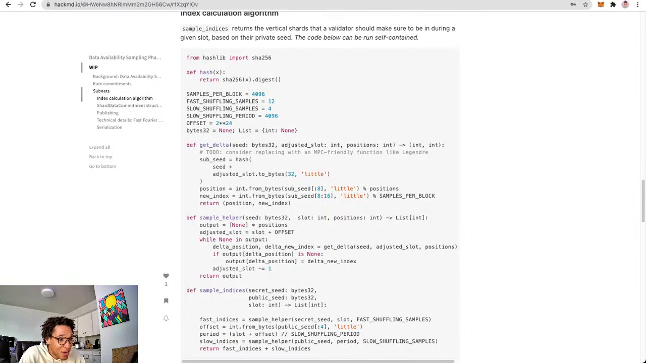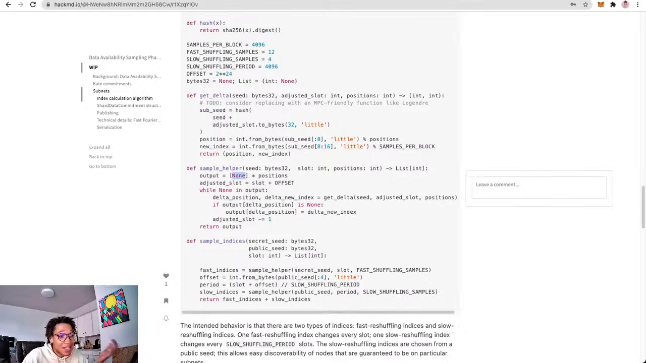Anyways, then you have the next function, sample helper. Sorry, it takes in the same seed that you have, I suppose. The slot, which would be an integer. The position, integer, and the list, integer. Okay, output equals none times position, adjusted slot equals slot plus offset. See, I don't know enough about what is happening to know what is happening in the code.